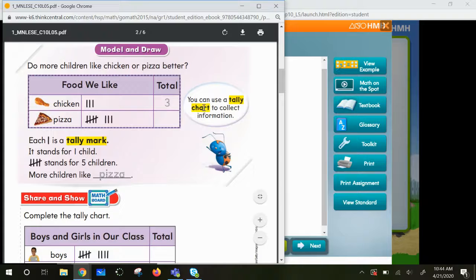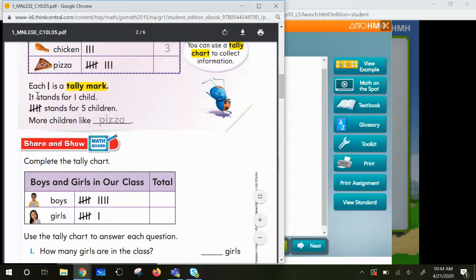This bubble says you can use a tally chart to collect more information. Each line is a tally mark. It stands for 1 child. 5 grouped together stands for 5 children. More children like pizza.